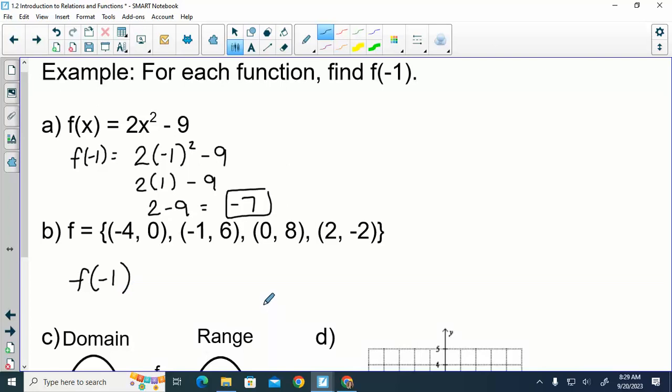The f of negative 1, that's saying if x is negative 1, what is y? 0, 6, 8, 2. Okay, but we need to look specifically. Those are the possible y values. But when the x is negative 1, the y value is 6. Remember, it's a function. If we have that f of x, that's function notation. So we know it's a function, so we can only get one answer.